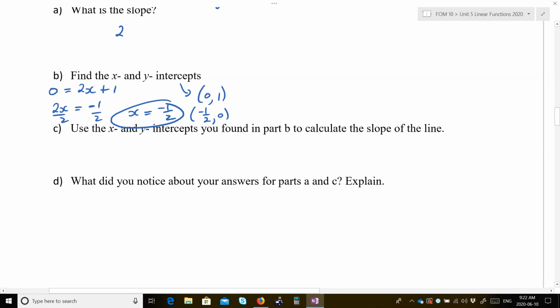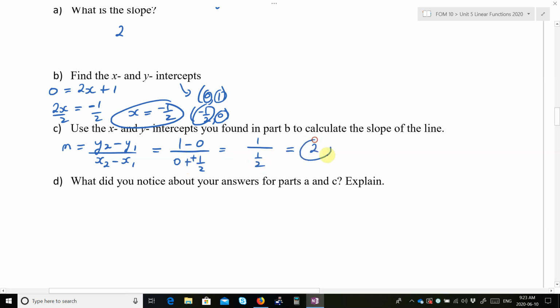And then part C says use the x and y intercepts you found in part B to calculate the slope of the line. So the slope is y2 minus y1 over x2 minus x1. So I would go y2 minus y1, 1 minus 0, over x2 minus x1, 0 minus a half, minus negative a half. And so we have 1 on top, and add the opposite, 0 plus a half. And 1 divided by a half is 2.